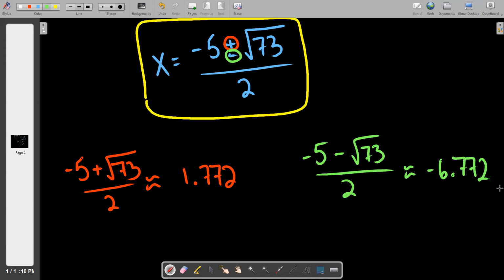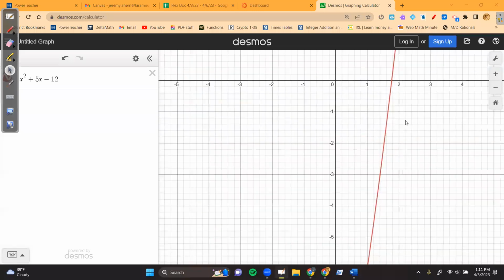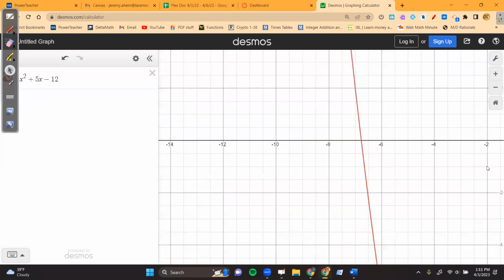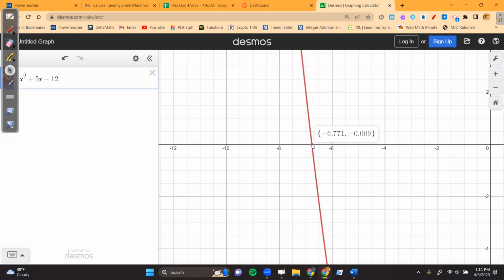To math people, it makes perfect sense. -5 plus or minus root 73 over 2. I don't want it to feel so foreign to you that it's just this thing you're transcribing. If you weren't paying very close attention, if I go back to my graph and I click on these, you'll see, oh snap, I just saw these. There's my 1.772, and on the other side, you guessed it, -6.772. So they're not just alien numbers with weird root signs. It's legit. It's just how we write them when they're irrational.